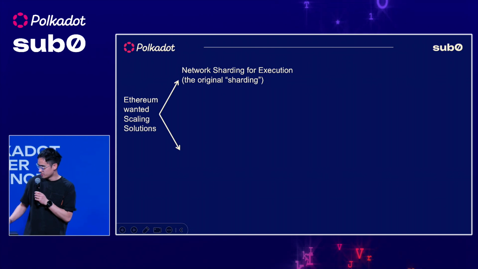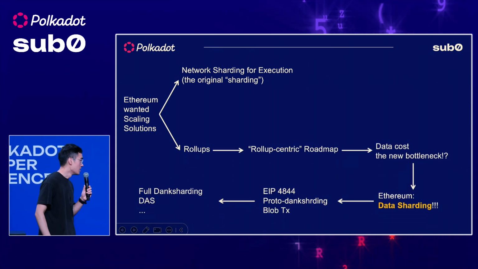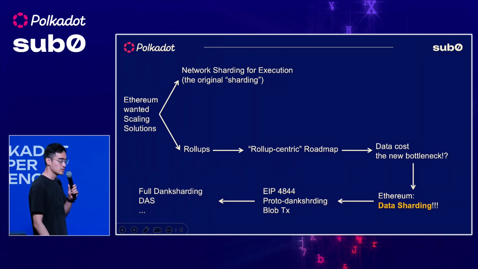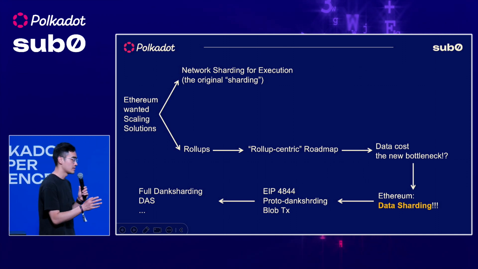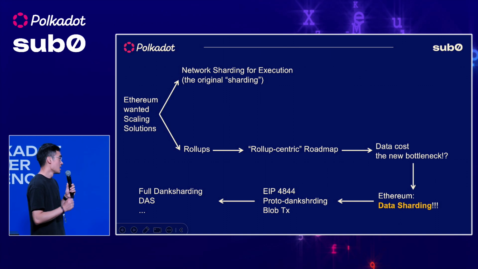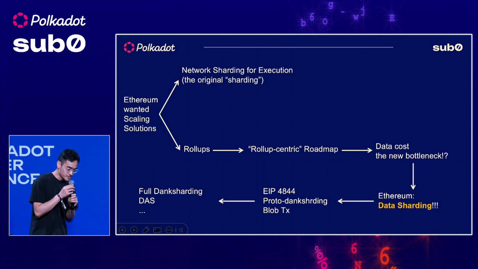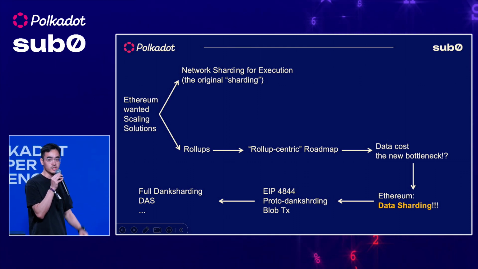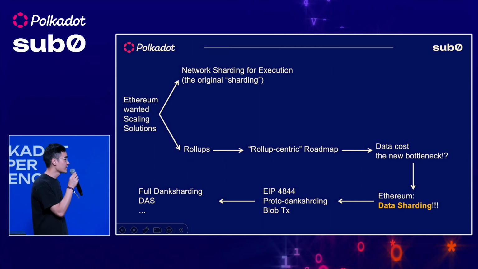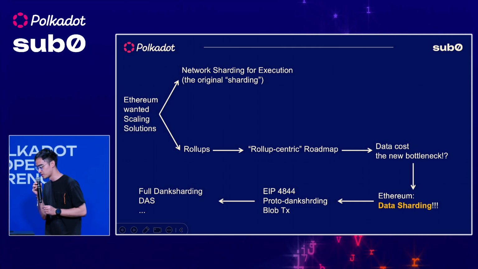But it turned out the result is the market has accepted or welcomed another very different pathway called rollups. And today, Ethereum has established a so-called rollup-centric roadmap in the future. But here's a new problem. If you look at all the layer 2s today running on Ethereum, the data cost can account for more than 90% of all the rollup costs for these layer 2s.